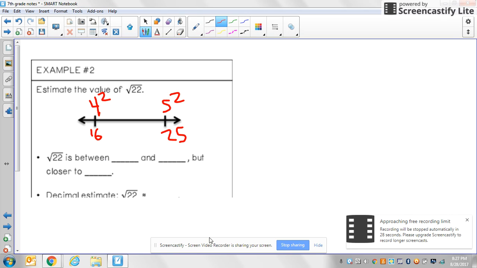And what we're going to do is go ahead and take a guess as to what we think our estimate would be. So we have 4 squared and 5 squared. Okay, and I'm going to go ahead and plot 22 in purple right about here. Now go ahead and take a guess. Is it going to be closer to the 4 squared, or the 5 squared?